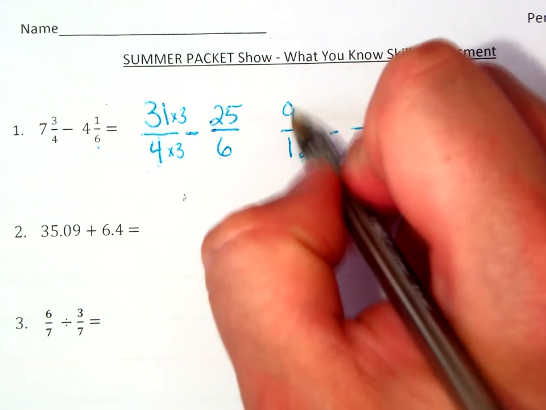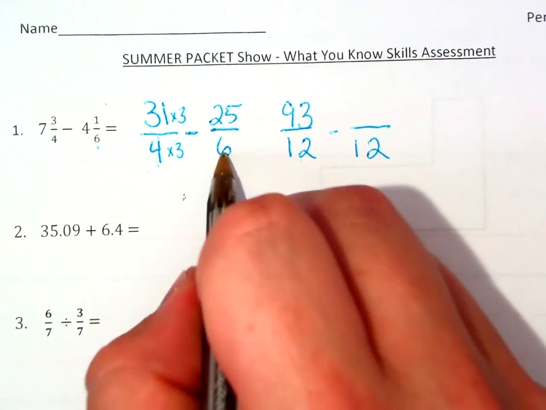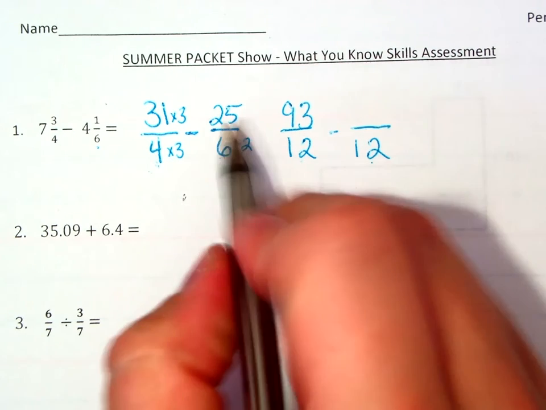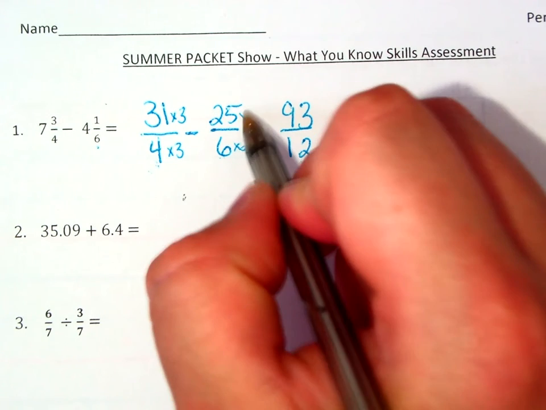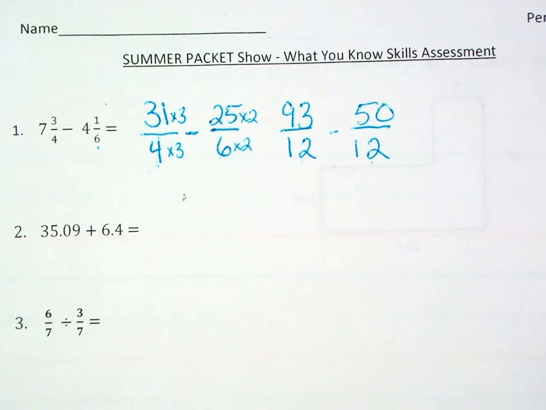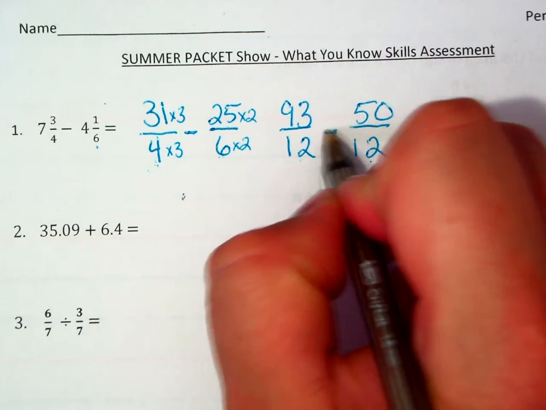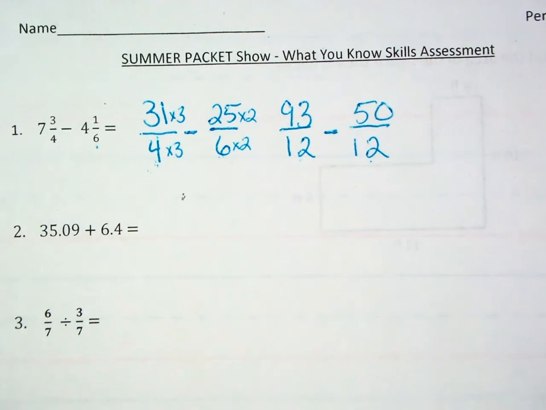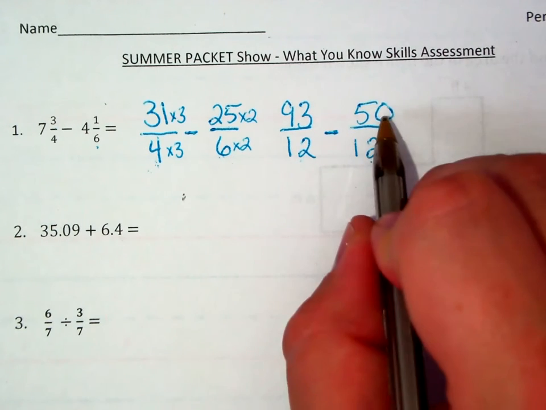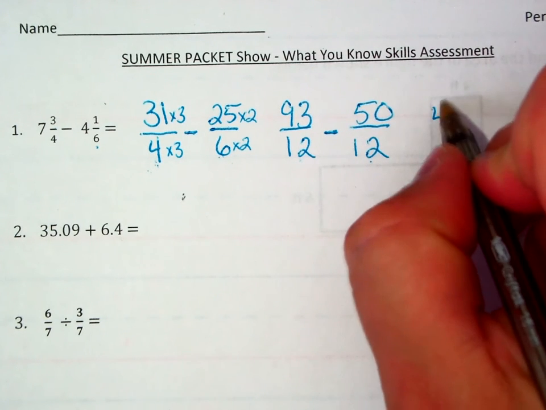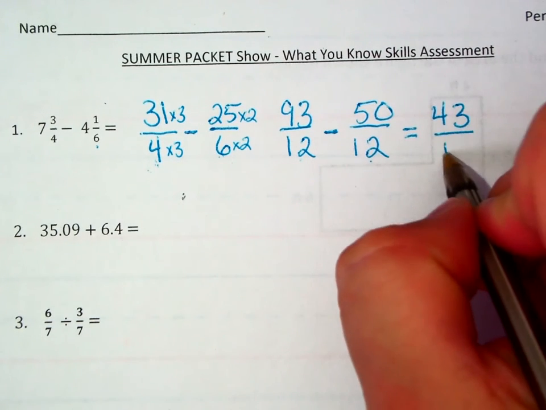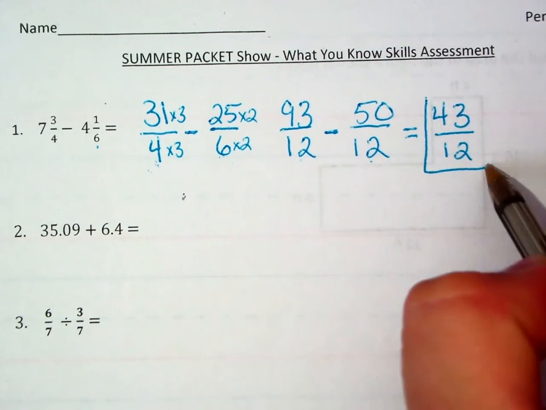So that will give me 93. 6 times what value gives me 12? Times 2. So I will multiply my numerator by 2 to give me an equivalent fraction. So 50 over 12. Now that I have like denominators, I can simply subtract the two numerators. 93 minus 50 is 43. Keep the denominator, and that will be my simplified answer.